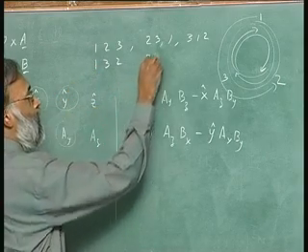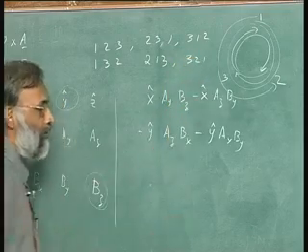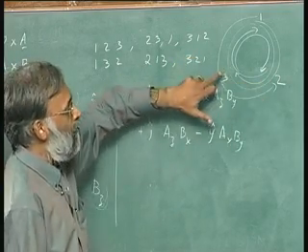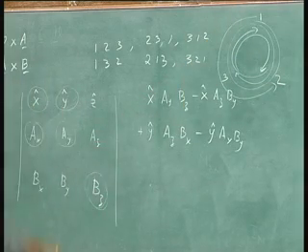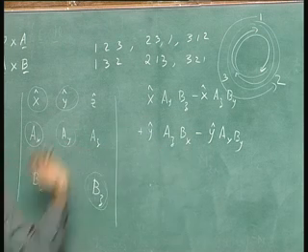Similarly, 2, 1, 3, similarly 3, 2, 1. You can check it for yourself. 2, 1, 3 for example goes this way, 3, 2, 1 goes this way. So, it is just a matter of how you go through the numbers 1, 2 and 3, and that is what gives you the signs.